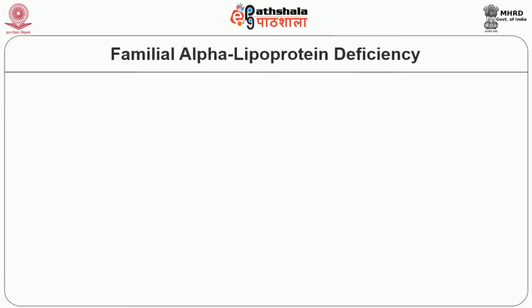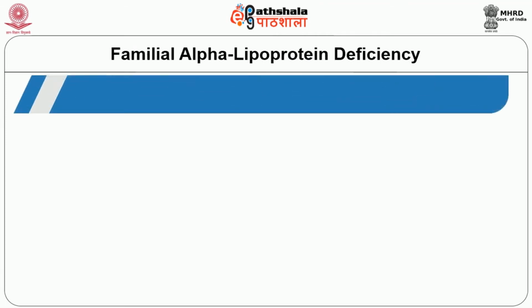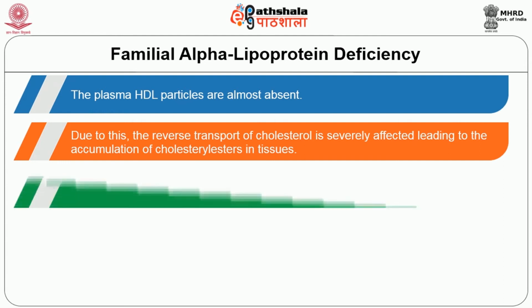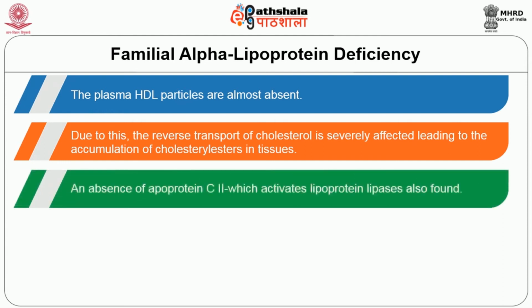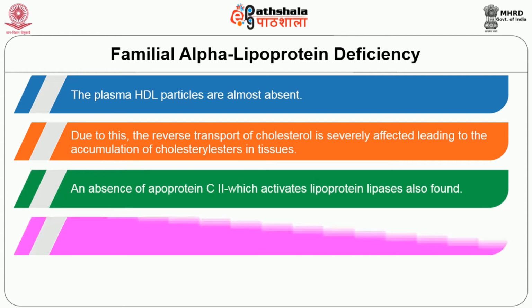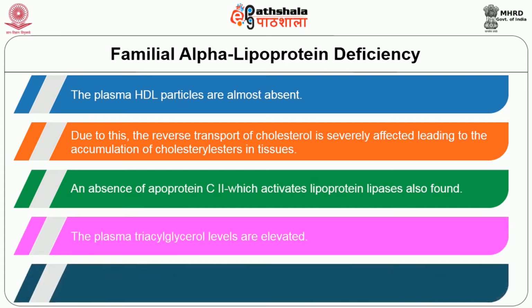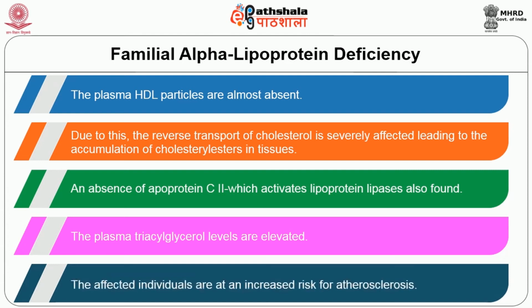The next disease is familial alpha lipoprotein deficiency. The plasma HDL particles, that is the high density lipoprotein particles, are almost absent. Due to this, the reverse transport of cholesterol is severely affected, which leads to the accumulation of cholesterol esters in tissues. An absence of apoprotein C2, which activates lipoprotein lipase, is also found. The plasma triacylglycerol levels are elevated. The affected individuals are at an increased risk for atherosclerosis.